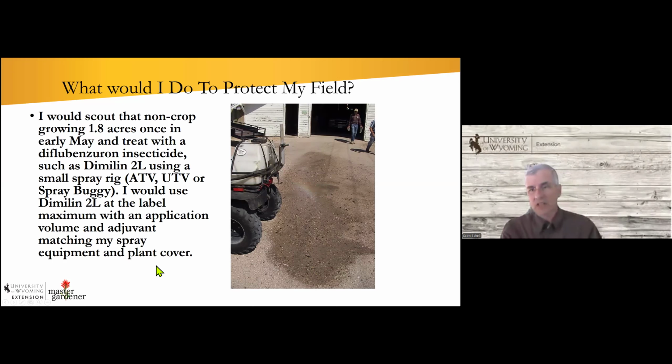So again, this is showing the back end of an ATV spray rig. It has a boomless nozzle, they're called, just spraying one direction. So that's the kind of coverage that would easily treat those border areas.